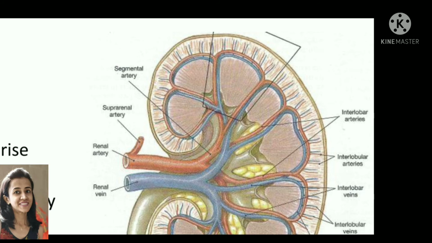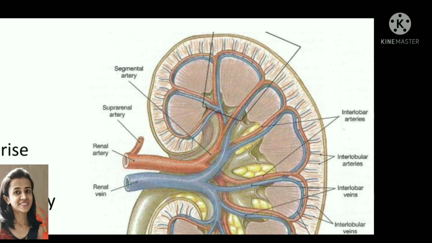Now, at the base of the pyramid, these interlobar arteries form arcuate arteries. This arcuate artery passes between the cortex and medulla, and from the arcuate artery, interlobular arteries arise. These interlobular arteries run towards the surface and give straight branches. From the interlobular artery, afferent arterioles arise.